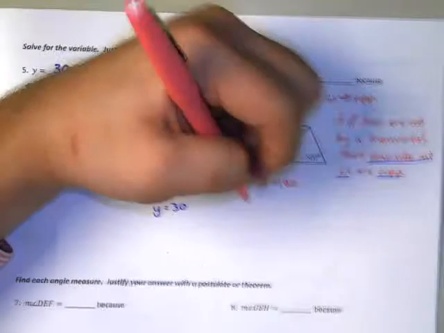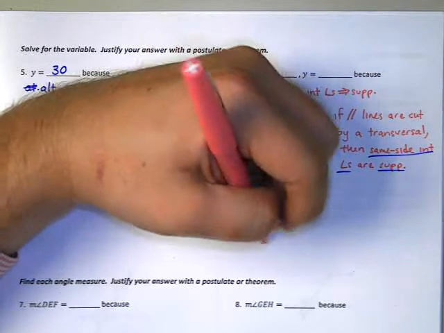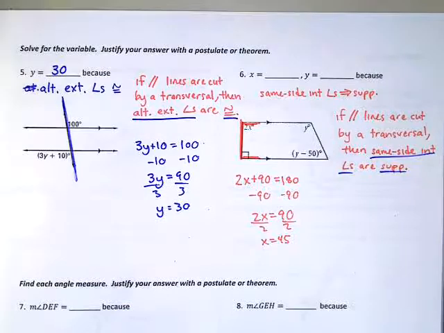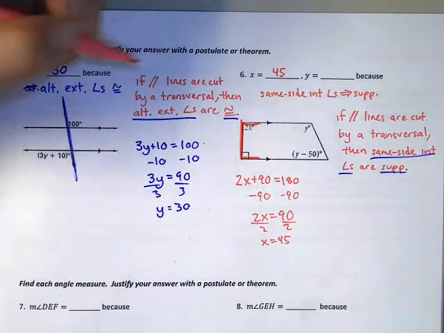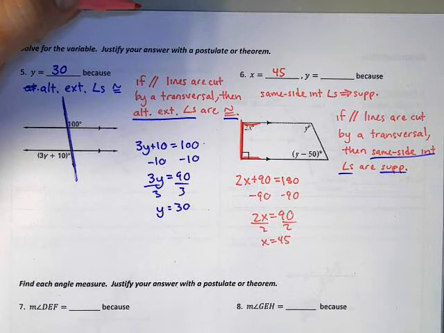So when we solve this, we end up getting that x must be 45. Sorry, I went quick. If you need to, pause, get caught up. But yeah, we know that x has to be 45.